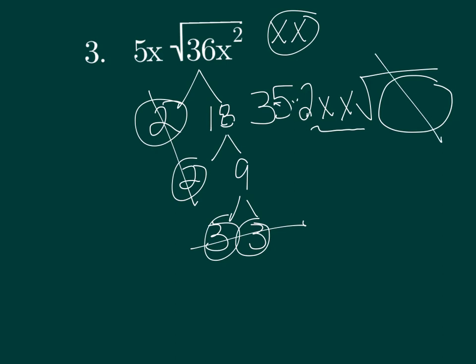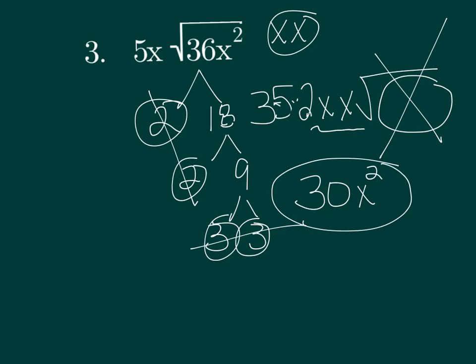Now, everything got paired up, so there's nothing left in here. That means we're just going to drop it. If there's nothing left, drop it. Then we're going to have 3 times 5 is 15 times 2 is 30, and then we have x times x, which is x squared. So here's my answer. This answer did not have a square root in it.